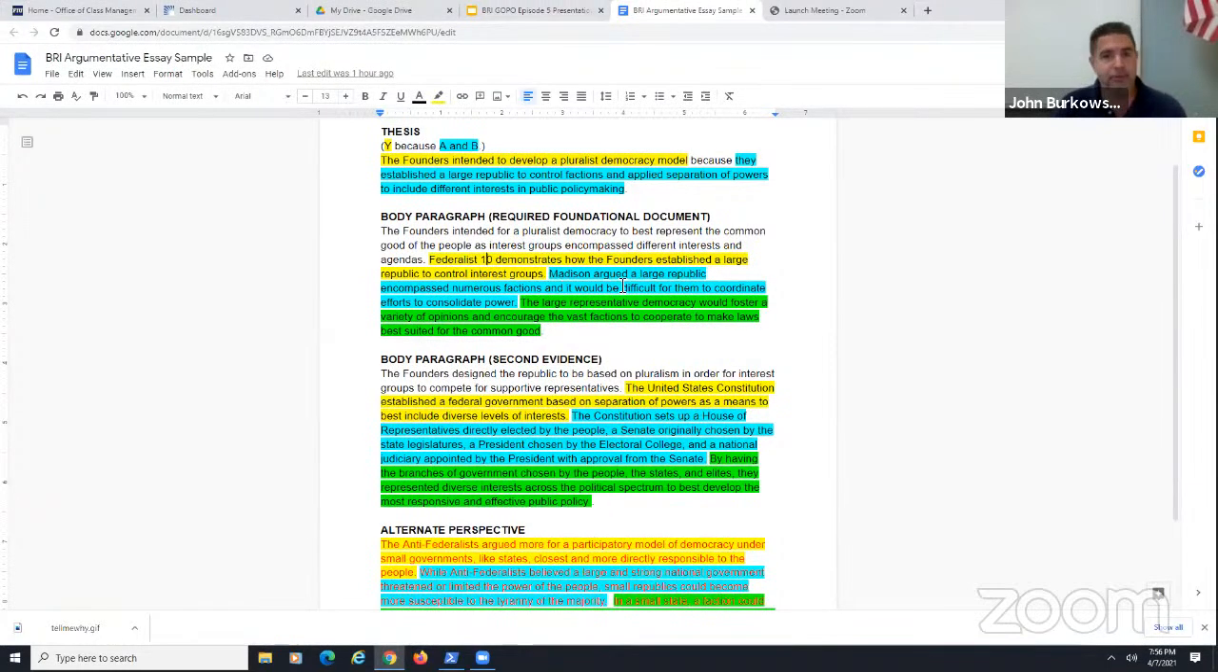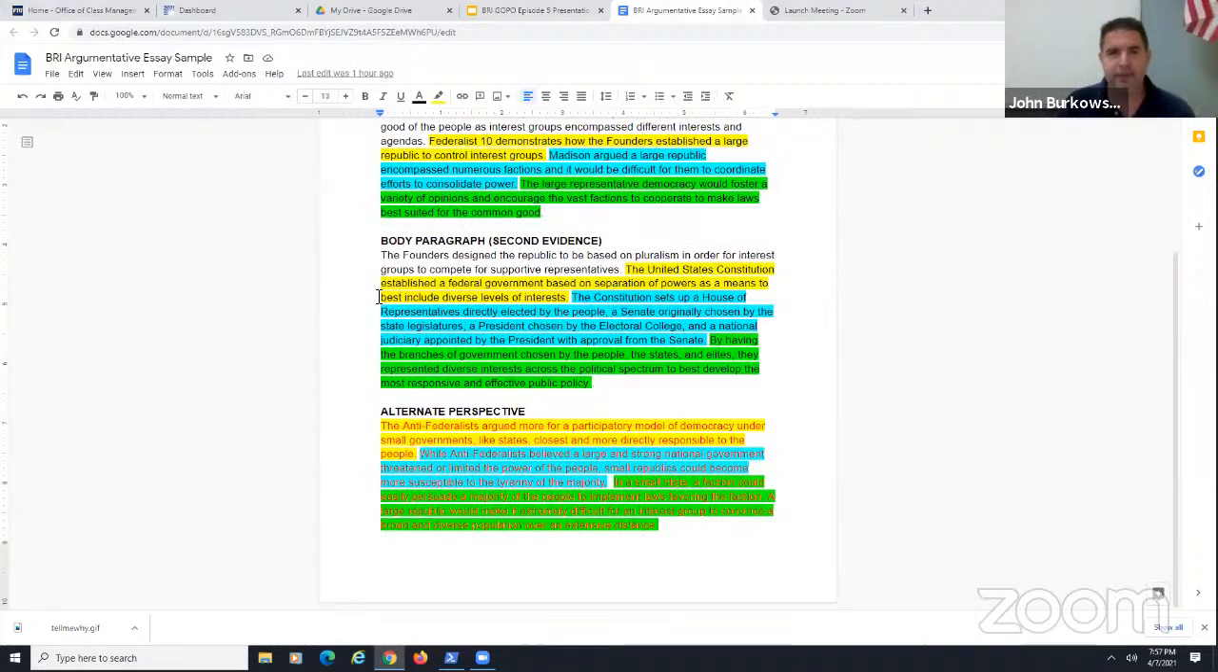Now I'm describing: Madison argued, large republic, numerous factions, difficult for them to coordinate efforts to consolidate power. That's describing Federalist 10. Now it's all like, how does this support my claim though? How does this control the factions? The large representative democracy would foster a variety of opinions and encourage the vast factions to cooperate to make laws best suited for the common good. There you go.